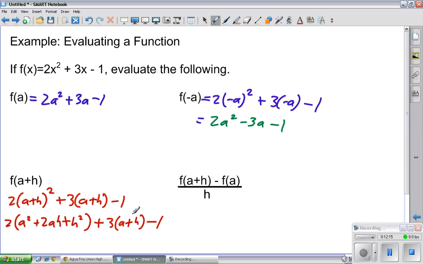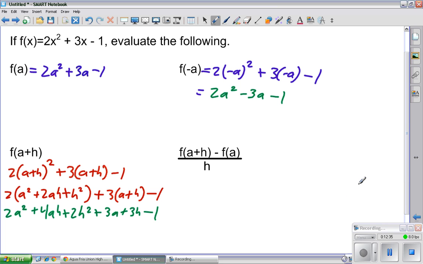Some further simplifying with distributing. So 2a squared plus 2 times 2 is 4ah. 2 times h squared, 2h squared. Distribute the 3 here. 3a plus 3h minus 1. Combine like terms if there are any. A squared, there's no other a squared, so 2a squared. Ah, there's no other. There's no like terms here at all, so we're done.